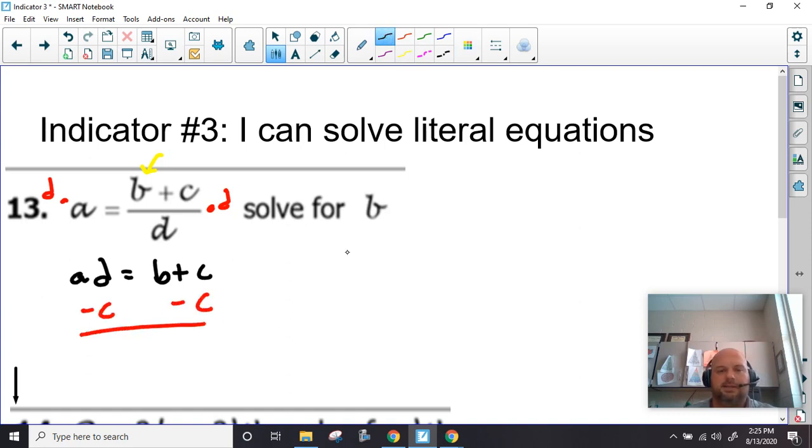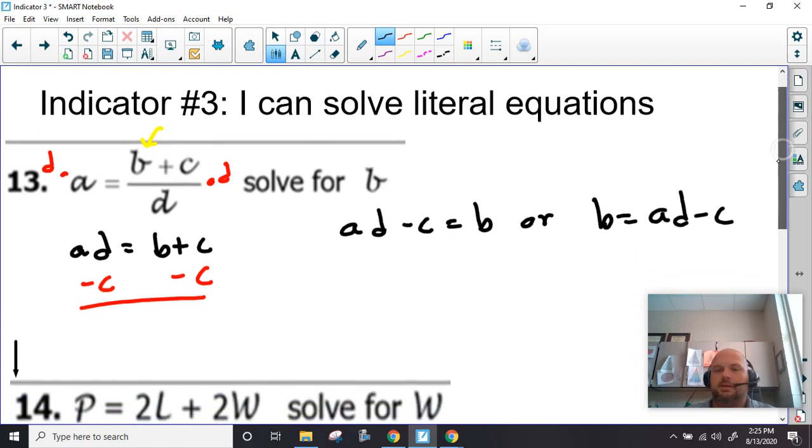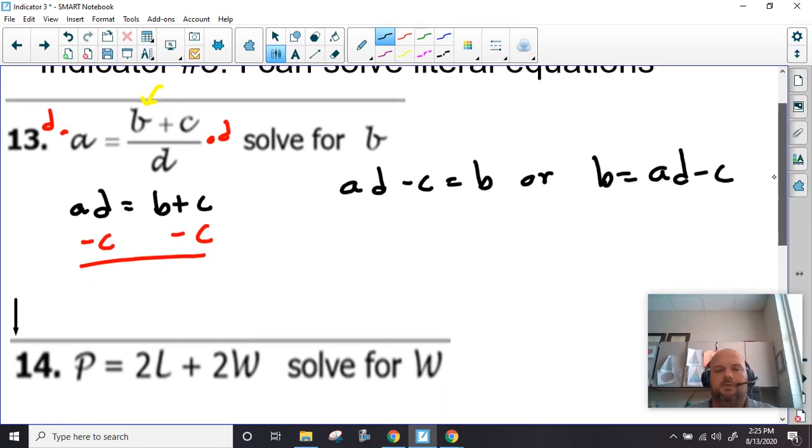Now, you could write it like this. You could say AD minus C. Oh, wrong letter. AD minus C equals B, or you could write it like this. B equals A times D minus C. It means the same thing. Okay? So, kind of move it on.